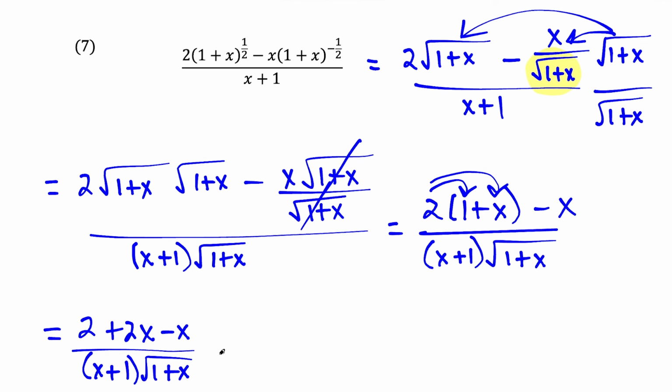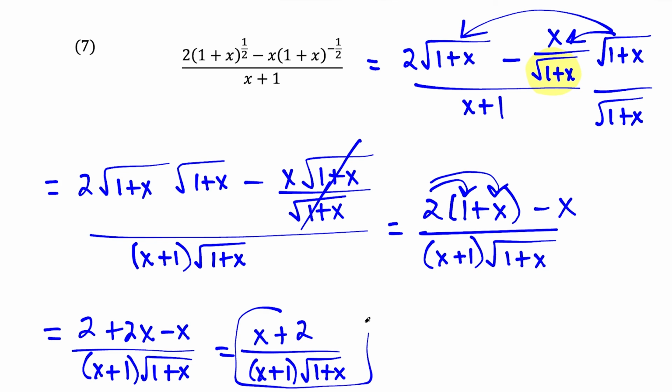But now 2x minus x is just 1x. So I can write my x in front. I have x. I have a positive 2. And this is over, we have x plus 1 times radical 1 plus x. Okay, so here is our expression simplified.